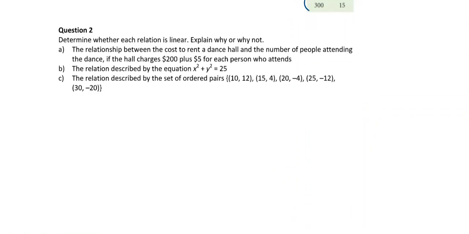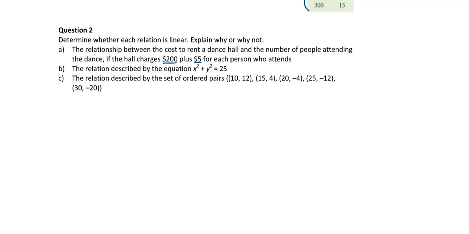All right. Determine whether each relation is linear. Explain why or why not. Okay, so the relationship between the cost to rent a dance hall and the number of people attending the dance, if the hall charges $200 plus $5 for each person who attends.